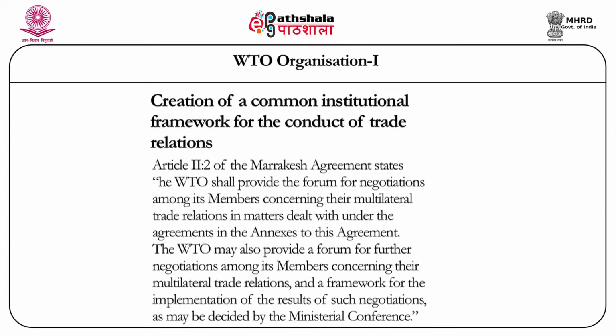Article 2, Clause 2 of the Marrakesh Agreement states, the WTO shall provide the forum for negotiation among its members concerning their multilateral trade relations in matters dealt with under the agreements in the annexes to the agreement. The WTO may also provide a forum for further negotiation among its members concerning their multilateral trade relations, and a framework for the implementation of the results of such negotiations, as may be decided by the Ministerial Conference.